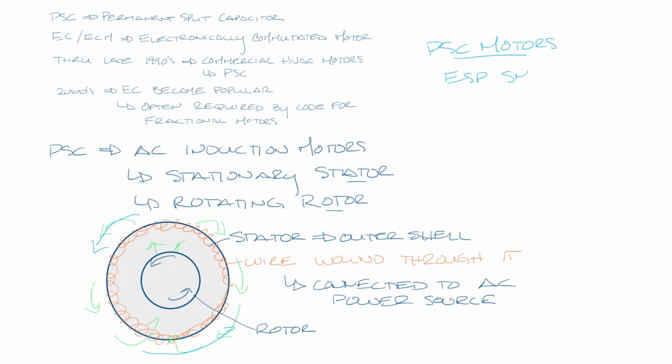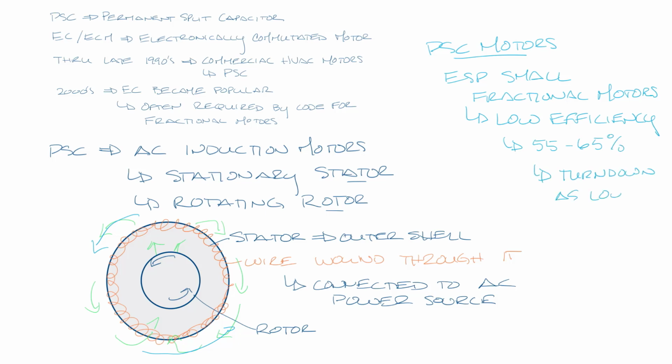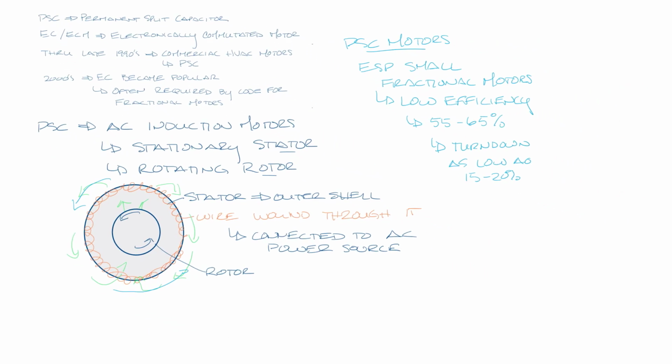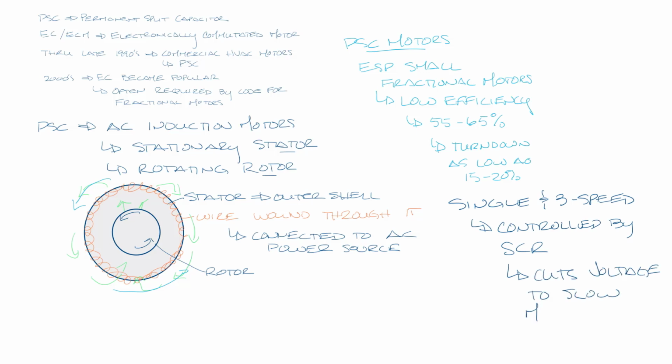PSC motors, especially small fractional horsepower motors, have efficiencies in the range of 55 to 65%. And the efficiency goes down as the motor is turned down to as low as 15 or 20% sometimes. Let's make some room again. You'll see single-speed and three-speed PSC motors. Single-speed motors can be controlled by an SCR, which is a silicon-controlled rectifier, that basically reduces the voltage to the motor to slow it down. Three-speed motors usually have a high, medium, and low tap.